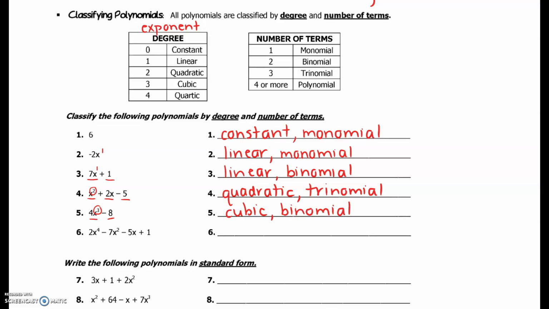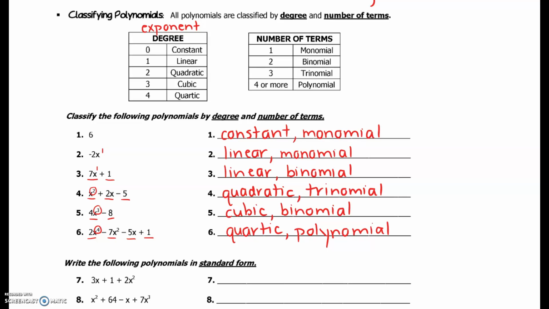In number 6, 4 is the highest exponent. So based on our chart here, 4 is considered quartic. Beyond 4, we really don't have a special name for the degree at that point. But if you do notice, beyond 4 terms, this is automatically considered a polynomial. Poly meaning many, so there are many terms that make up this expression.